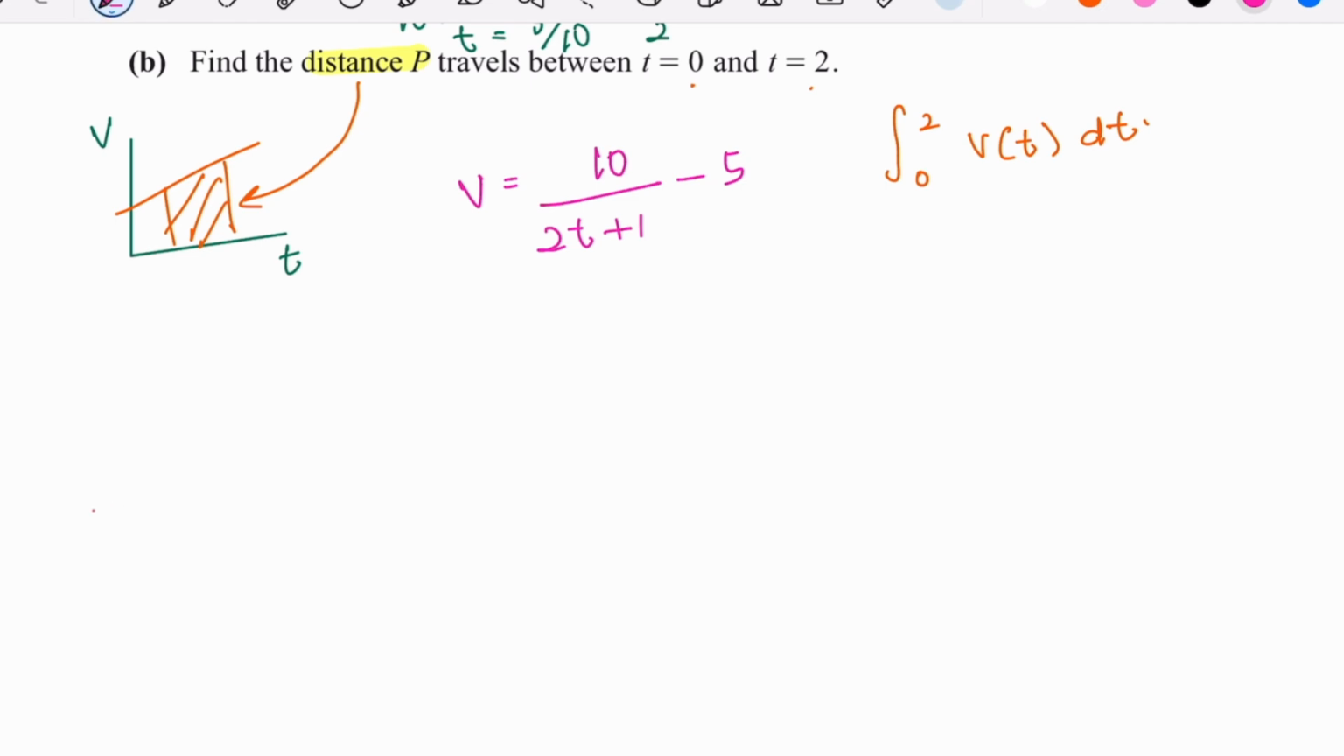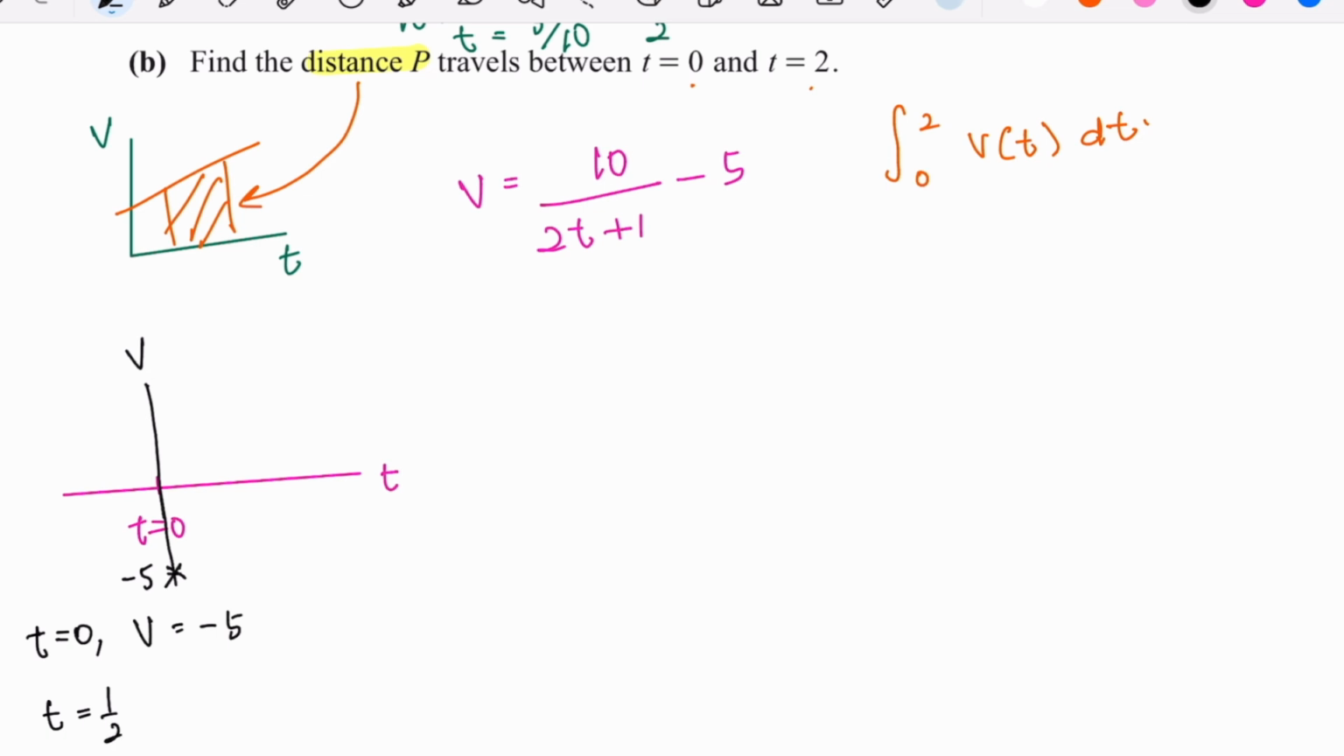But if we plot the graph of time, when t is equal to 0, our v will be 10 over 1 minus 5, so our v is negative 5. If here is 0, then negative 5 will be here. So that is our starting point. And when t is equal to 1 over 2, that is when v is 0. So let's say this is 1 over 2, this is our v. And we want to go until 2, right?